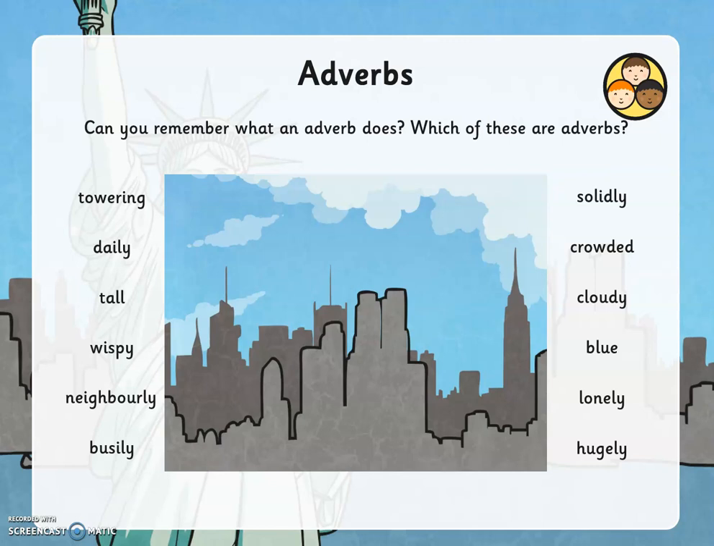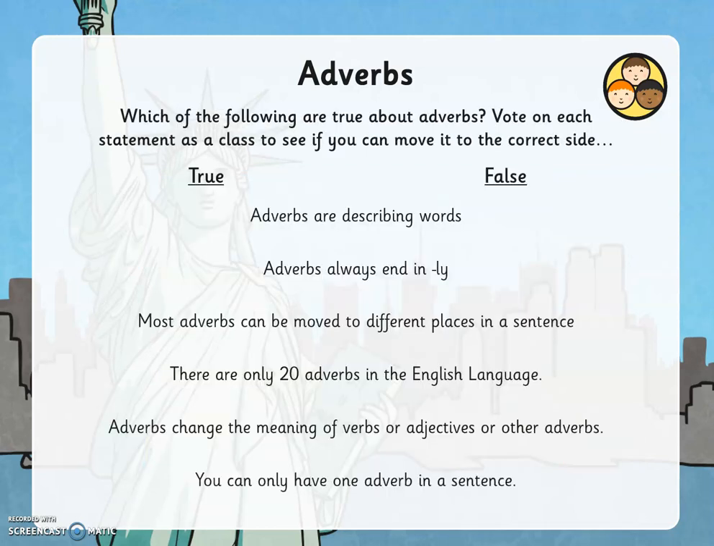Right, so I'll go through the answers to the adverb question, to which ones are adverbs now. So the adverbs are busily, solidly, hugely, and daily. If I say busily, it might mean that I'm busily doing something. I might be working really, really quick. I might not want to be distracted. If I say I'm going on my daily walk, I know that I go for a walk every day, don't I? And so on. So I want you to go through these, tell me which ones are true and which ones are false.